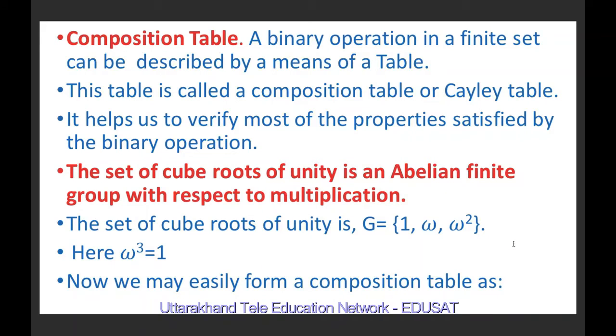So first we will consider the set of cube roots of unity and we will find whether it is a group or not. After this we will find if it is abelian or non-abelian. We have taken this group under multiplication. So the cube roots of unity are 1, omega and omega square. Let's denote it by G. Here omega cube is equal to 1. Now we will construct a composition table.